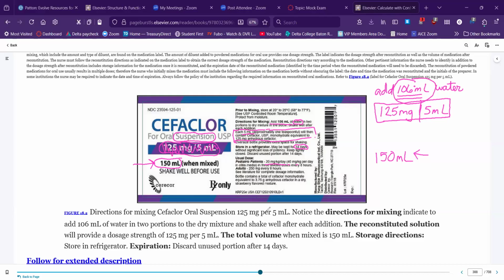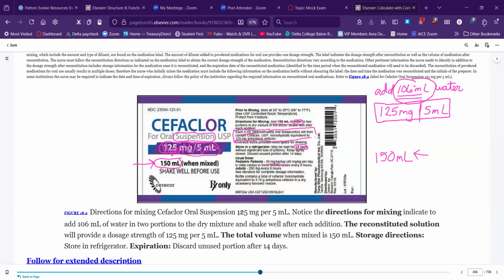Okay, that helps me understand a lot. Thank you. Yes. So really, when you're talking about reconstitution, the biggest thing is reading through all of this and knowing what you need to pull out. Like, how much do I need to add? And then how much is it telling me is going to be there after?